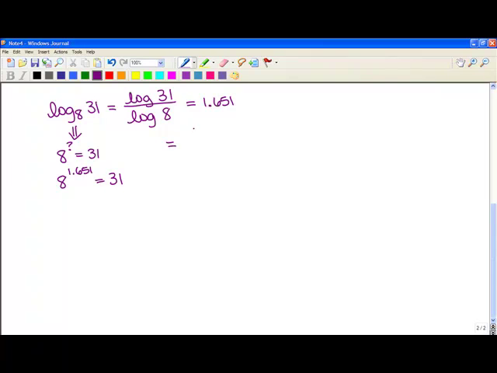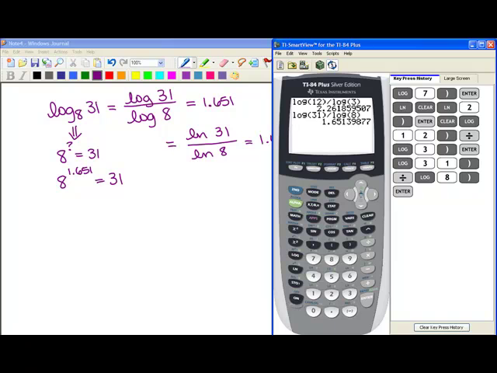Now I mentioned before that we could use the natural logarithm instead of a log base 10. So if we calculate the ln of 31 divided by the ln of 8, we will get the same answer. Let me show you that in the calculator. So use the ln key instead. Ln 31 divided by ln of 8 equals the same thing as we got earlier, 1.651.